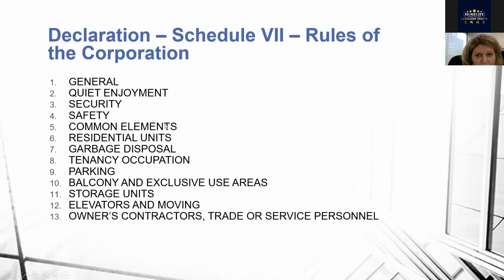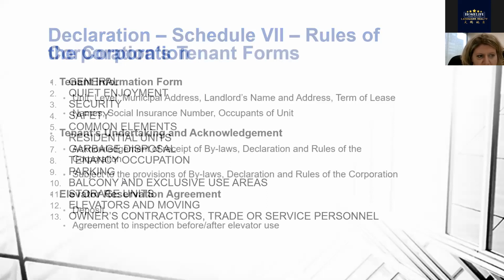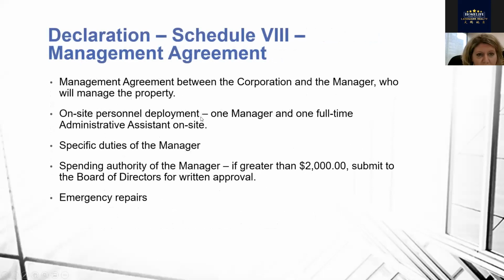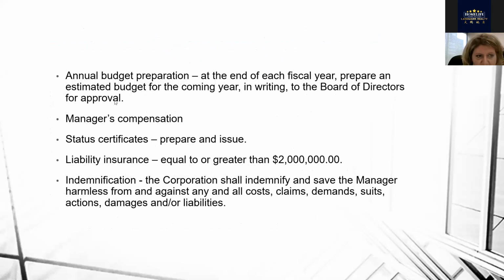Then you have the declaration, then at the end you have the rules of the condominium corporation. And here you can find what your client may look at: the enjoyment, the security, the safety, the common expenses. And then at the end, you will have the tenants information form, which will be included in the original package. And then you will have the management agreement. The condo package is very complicated. It's made up of many things, but at the end you will have the annual budget, status certificate, liability insurance, indemnification.